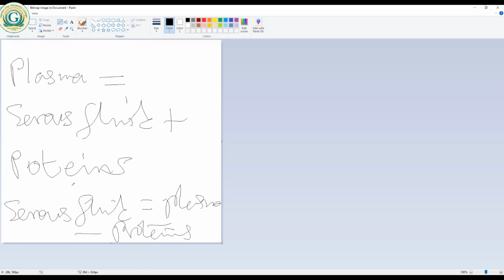Are you following? Yes, sir. Do you see the whiteboard? So if those who did elementary mathematics, if plasma is equal to serous fluid plus the proteins, now, if you want the serous fluid, it is plasma minus what? The proteins. So once you take proteins from the plasma, the resultant fluid is called the serous fluid. I hope it's clear. Very good. So it is simple, but you made the explanation too cumbersome. It was the last person who was clearer.